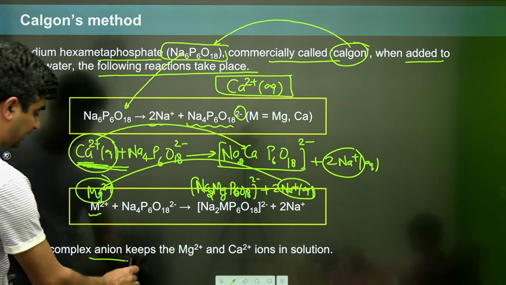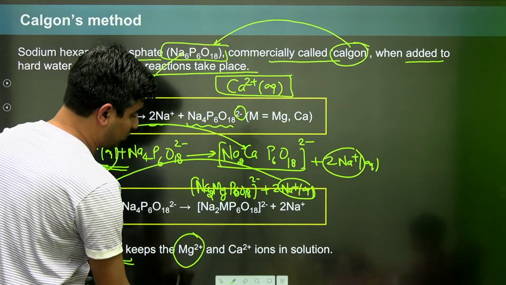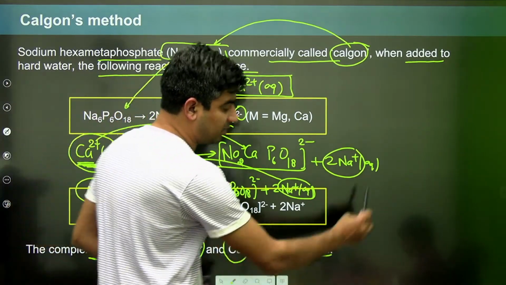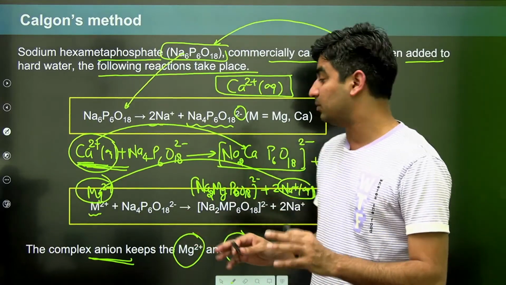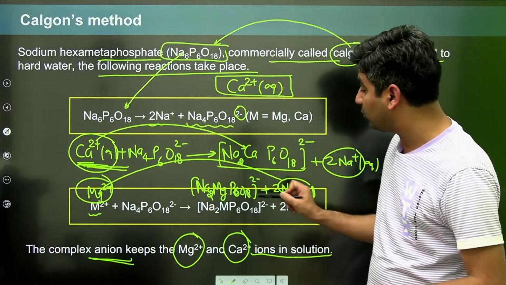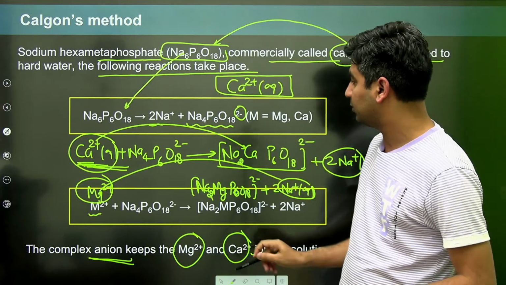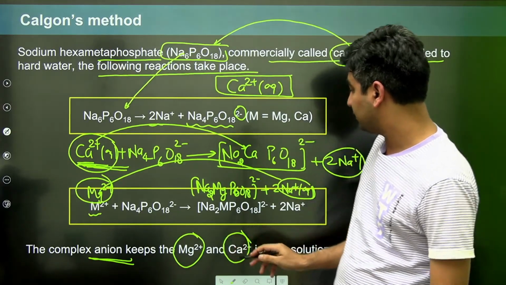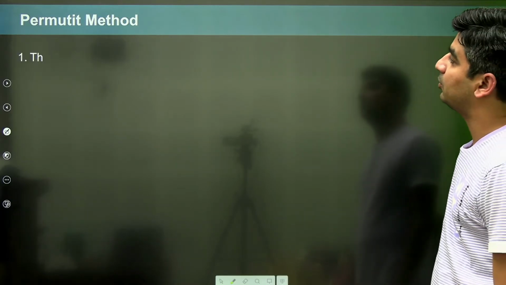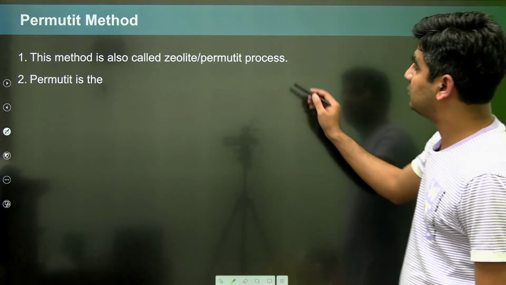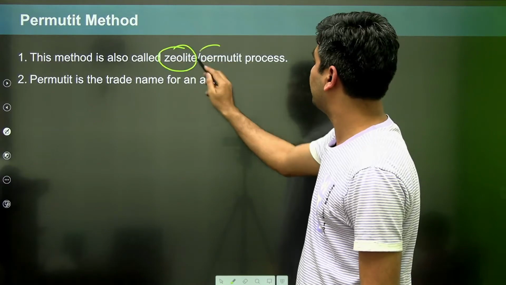So the complex anion keeps the Mg2+ and Ca2+ ions in the solution. So Mg2+ and Ca2+ will still remain in the solution but will not be independent. Now they are present inside this compound, right? So let's move on to the permutit method. This method is also called the zeolite or permutit process.